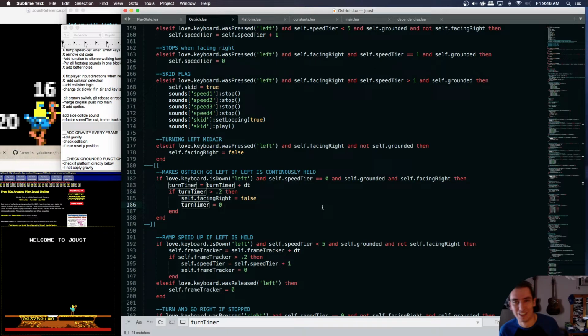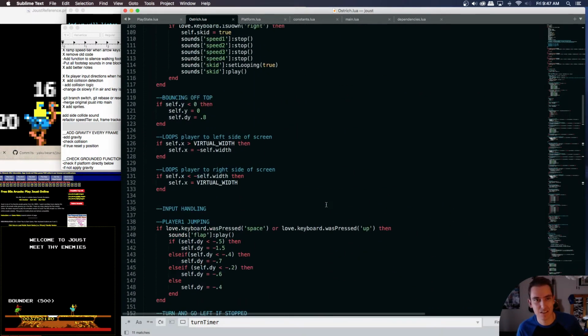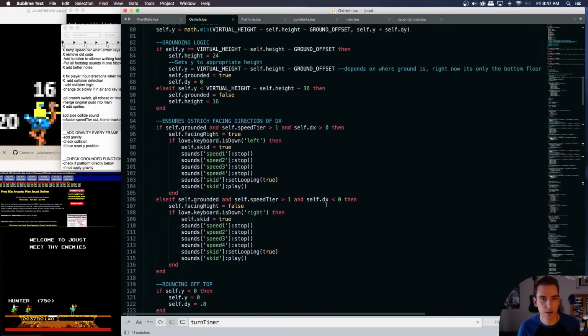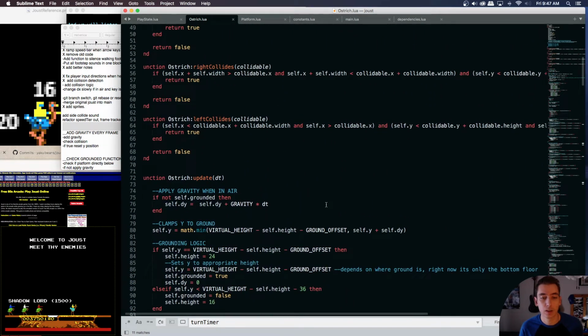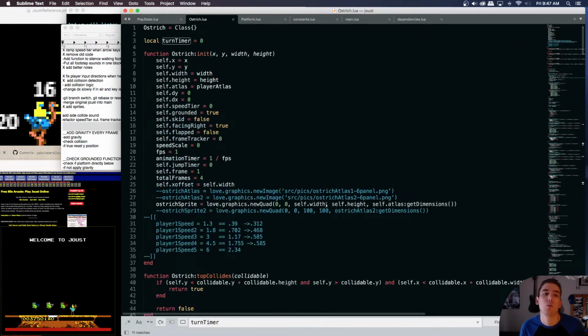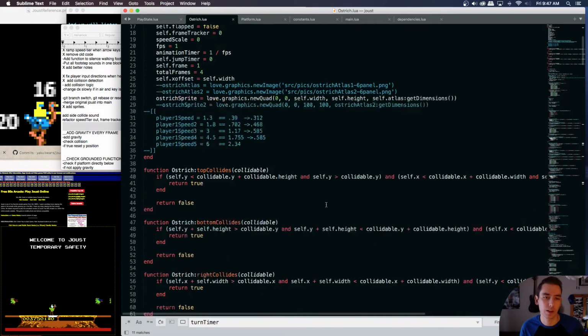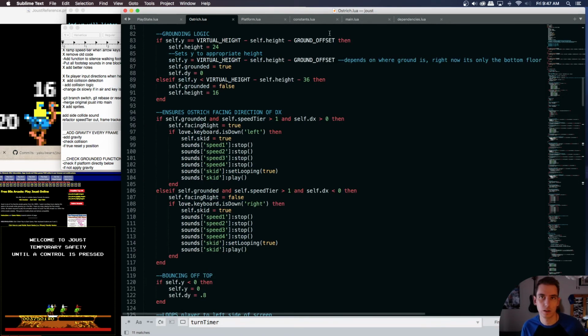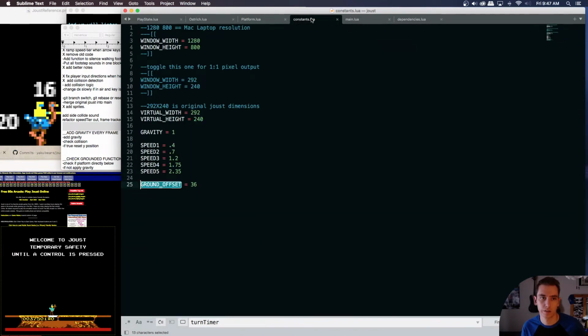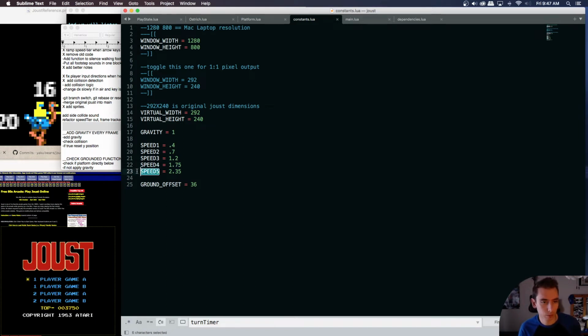But okay, yeah. So where is our speed 1 through 5? Is that in our constants here? So these are the speeds, but we don't want anything but this max speed. So speed 5 will now be max speed.